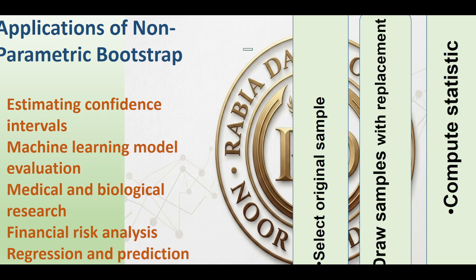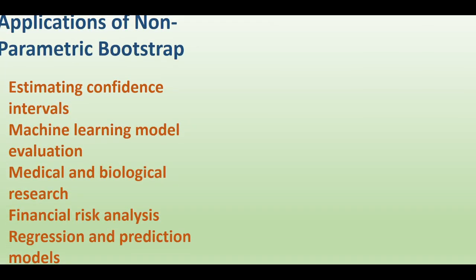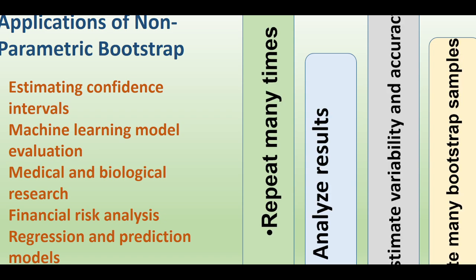Start with the original sample and draw a sample with replacement, and compute statistics, the test statistics. So we can see applications of parametric bootstrap: confidence intervals, machine learning, medical, financial. Repeat many times, analyze the results, estimate the variability and accuracy, and create many bootstrap samples.